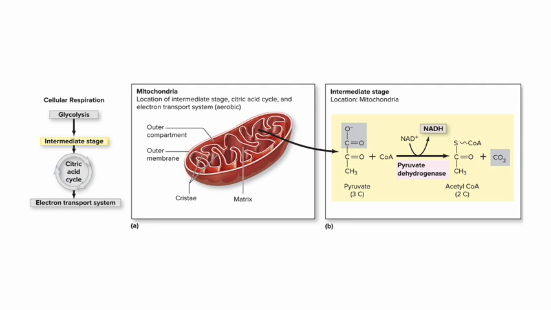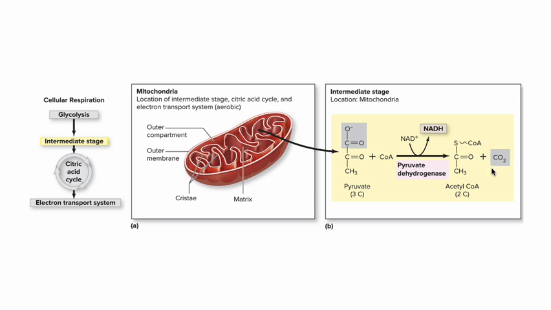pyruvate oxidation. So this is in the mitochondrial matrix. So again, this inner compartment within this inner membrane, we're taking our 3 carbon pyruvate. Again, count the carbons. We have 1, 2, and 3, and then it's acted upon by this pyruvate dehydrogenase, and now we have 1, 2, and the 3rd carbon is right here in the form of carbon dioxide.